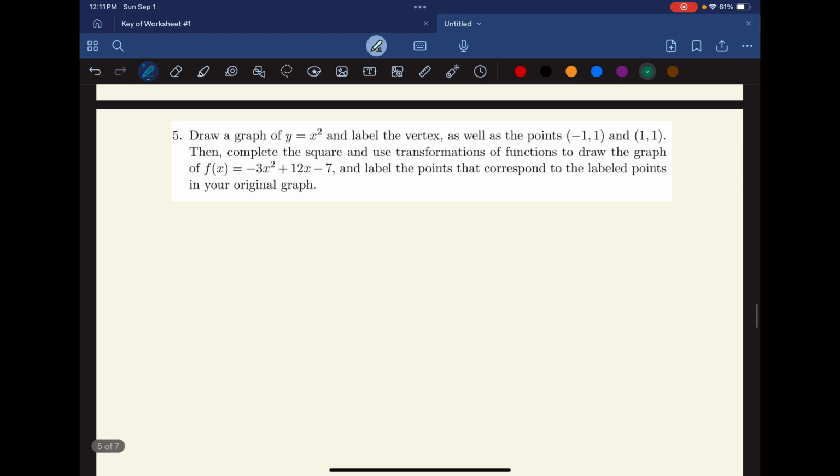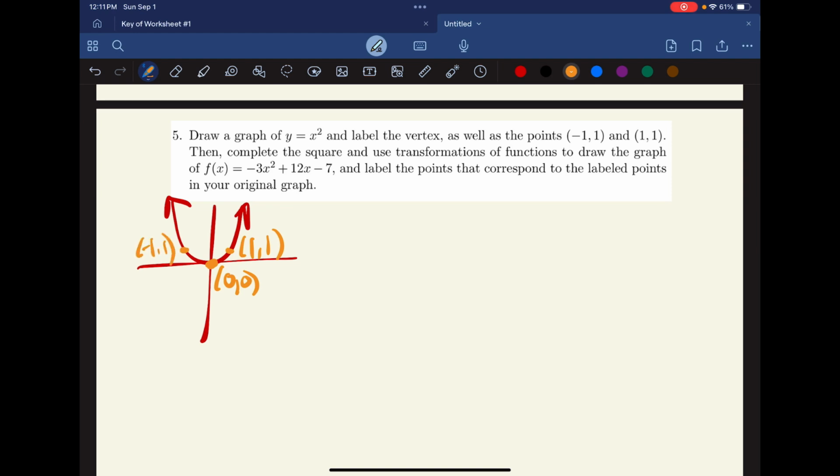Okay, now for this marathon of a question. So draw y equals x squared, sure. Label the vertex, sure. Label the points 1, 1, and negative 1, 1. Sure. So now we've got to complete the square of this.